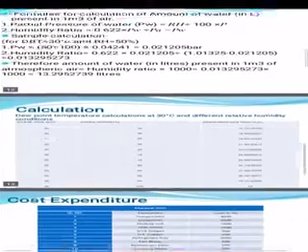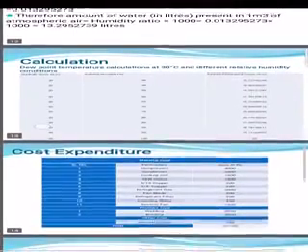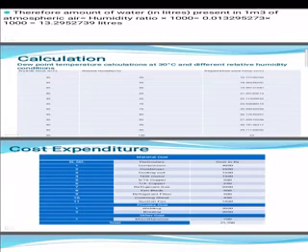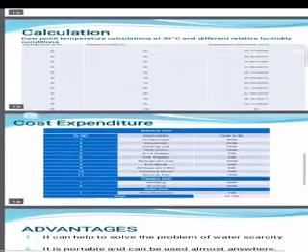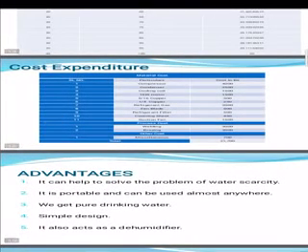The next slide is about the table of dew point temperature calculation for different atmospheric conditions, as follows. And this third slide is of cost expenditure. The cost details of this project we have given. The other slides will be explained by my partner Niklesh.